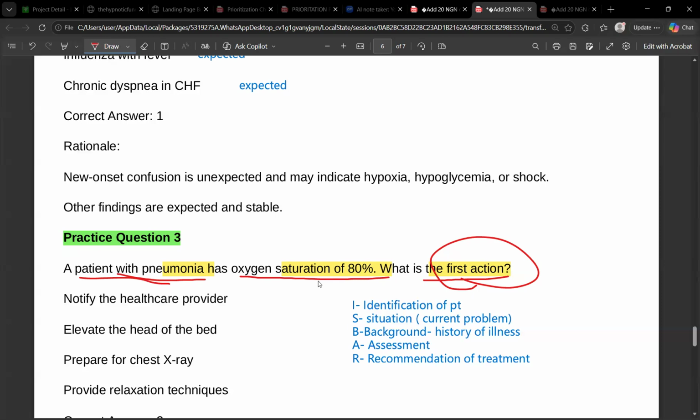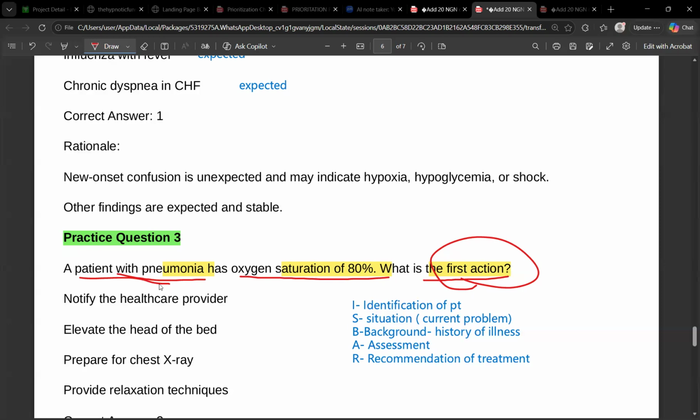For example, if you get a scenario that the patient complained of gum bleeding after starting warfarin, what will you do first? Will you hold the medication or will you notify the physician? Hold the medication first.